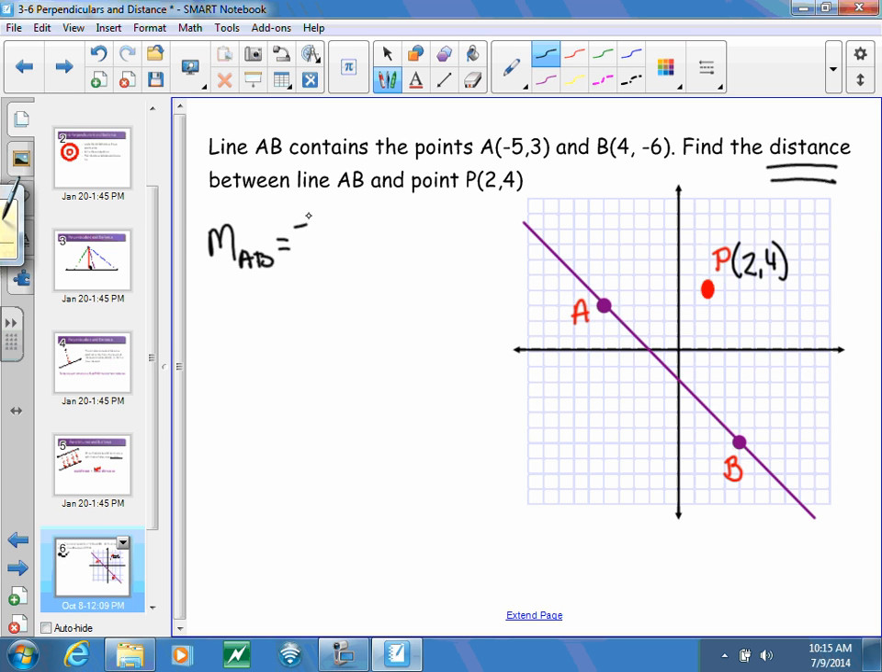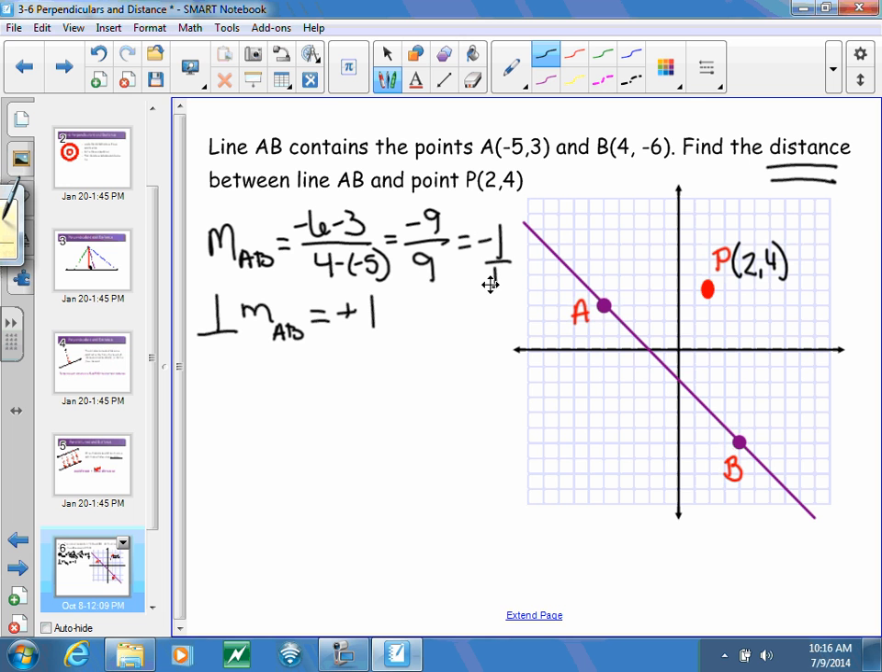So I'm going to do that: -6, subtract 3, and divide that by 4, subtract a -5. So here I get -9 divided by, looks like +9, so my slope is -1. So the slope of line AB is -1. Well, if I'm going to have a line that's perpendicular to that, the perpendicular slope of AB is going to be then +1. So it's the opposite reciprocal.